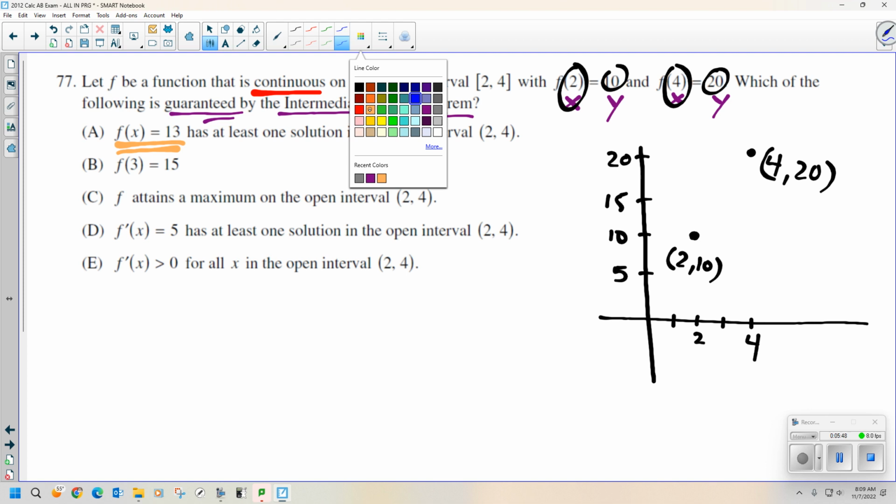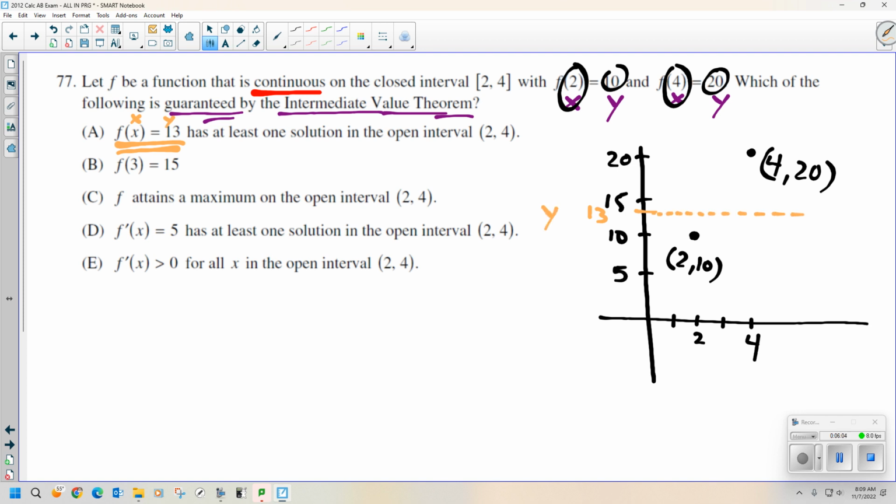Let's make sure we're using this thinner one here. 13 is right here, okay? F of x equals 13. Sorry, the way I said that. There's some x value where the y value is 13. So my y is 13. So at this line right here, it's guaranteed to have at least one solution. That's the answer. This is what's guaranteed.